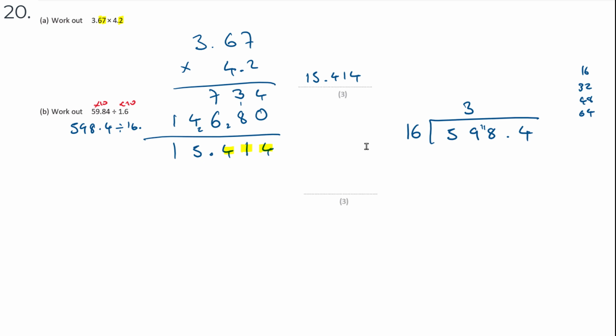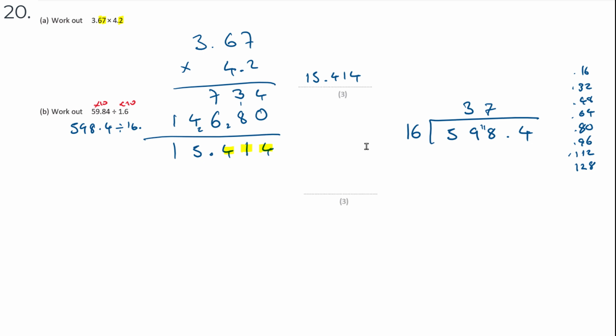So then 16s into 118. I'm going to have a few more on my list, aren't I? So 64, then 80, then 96, 112. One more? No, one more would go over, wouldn't it? So the next one would be 128, which would be one too many. So what's that? 1, 2, 3, 4, 5, 6, 7 times. So that goes in 7 times.